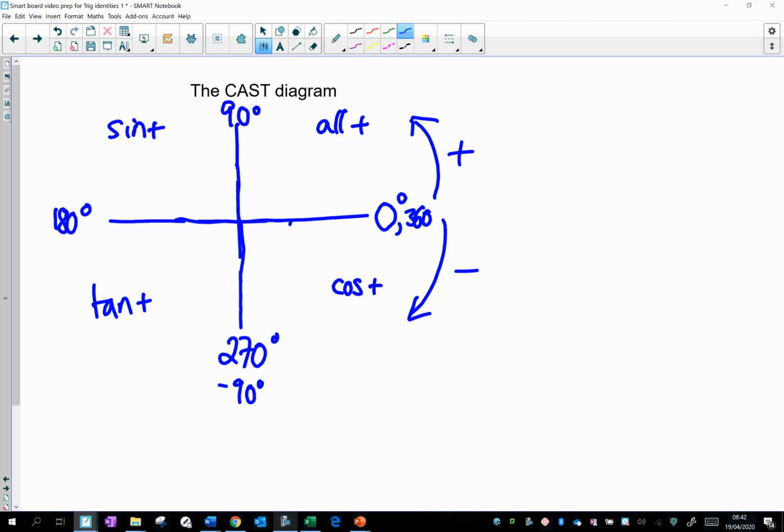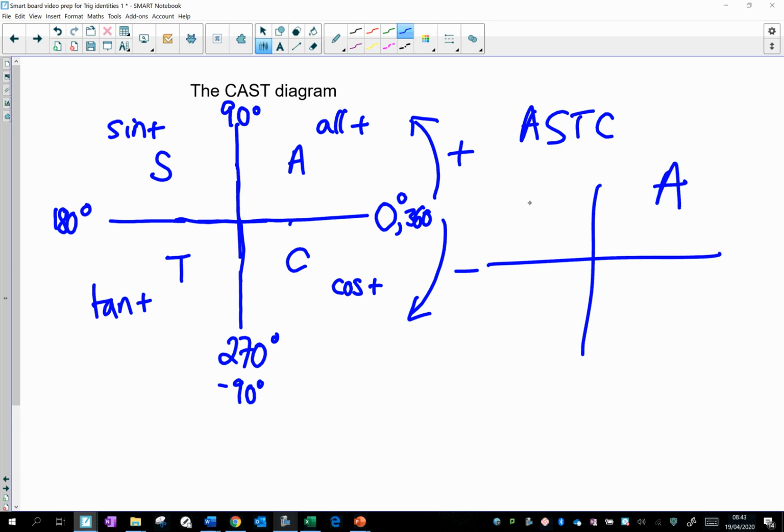So all you really need to remember is that it is the letter A for this section, the letter S for this section, the letter T for this section, and the letter C for this one. You can see why it's called the CAST diagram. You've got C-A-S-T. I prefer to call it the ASTC diagram, and when I draw it, I put the A there, the S there, the T there, and the C there. You must make sure you get these in the right place.